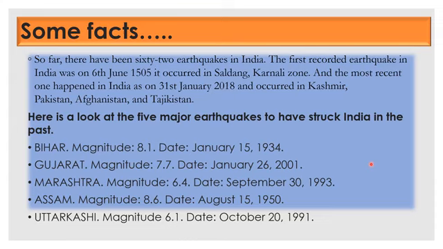Maharashtra, the magnitude of 6.4, dated September 30, 1993. The Assam earthquake with a magnitude of 8.6, date August 15, 1950. Uttarkashi, magnitude of 6.1, dated October 20, 1991. So these are the 5 major earthquakes that have shook our India about 62 times. These are some of the 5, and we should just remember these.